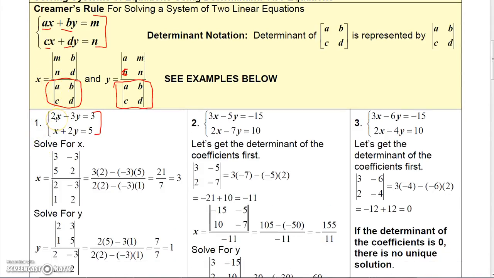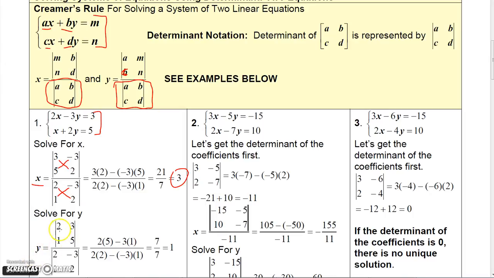If I solve for x, the top's going to be, the first column's going to be the constants 3 and 5, and then the second column's going to be the coefficients of y, which are negative 3 and 2. The bottom's just the coefficients of the variables 2, negative 3, 1, and 2. Now, calculating this determinant, I get 6 minus negative 15, which is 6 plus 15, or 21. And on the bottom, the determinant would be 4 minus negative 3, which would be 4 plus 3, which is 7, and 21 divided by 7 is 3.